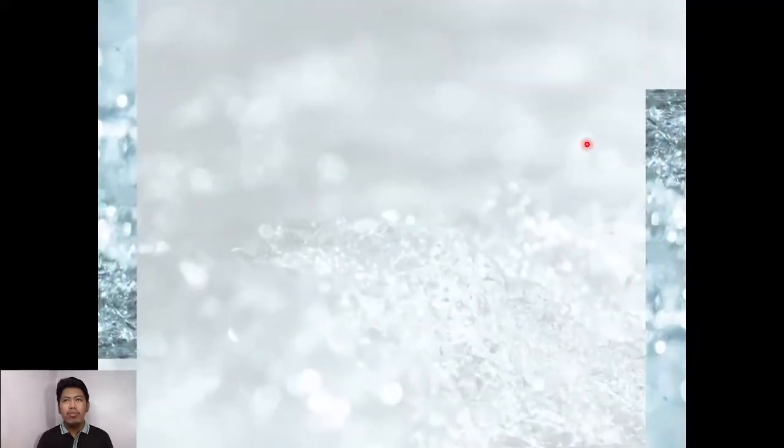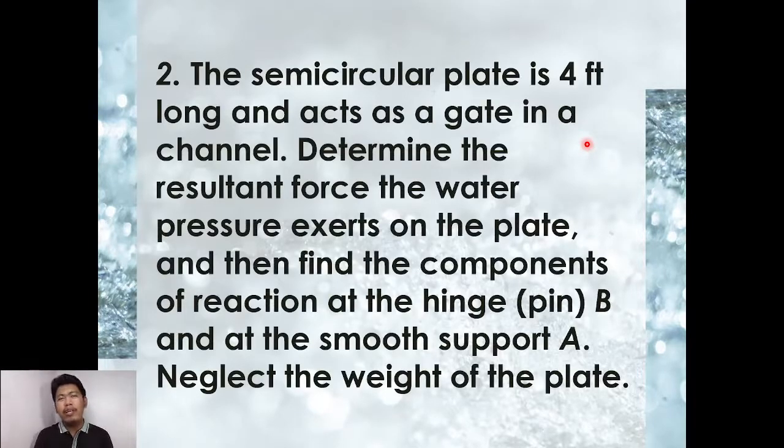To further apply our formulas and today's discussion, let's have this second problem. The semicircular plate is 4 feet long and acts as a gate in a channel. So we have a semicircular plate that is 4 feet long. Earlier the length was 1 meter; this time we analyze 4 feet. Determine the resultant force the water pressure exerts on the plate, and then find the components of the reaction at the hinge and the smooth support, or roller support. Neglect the weight of the plate.